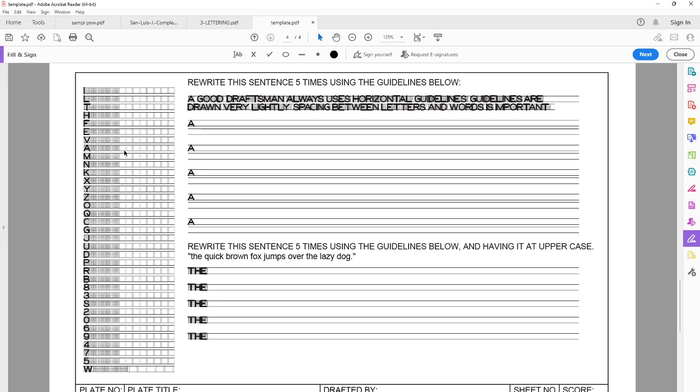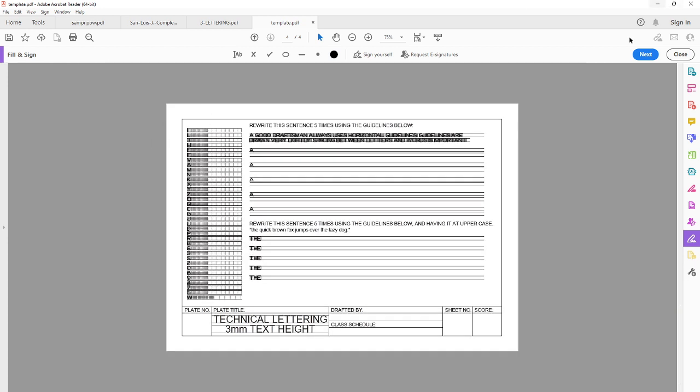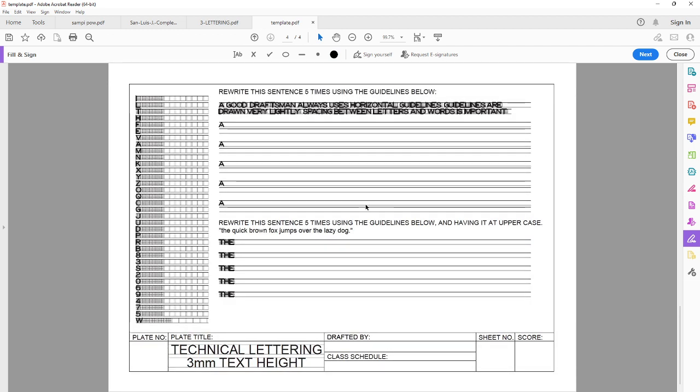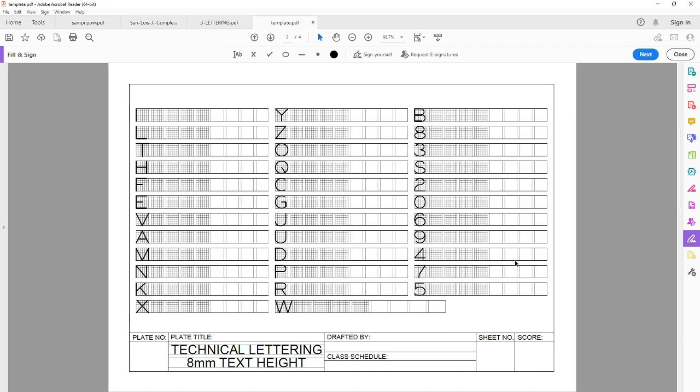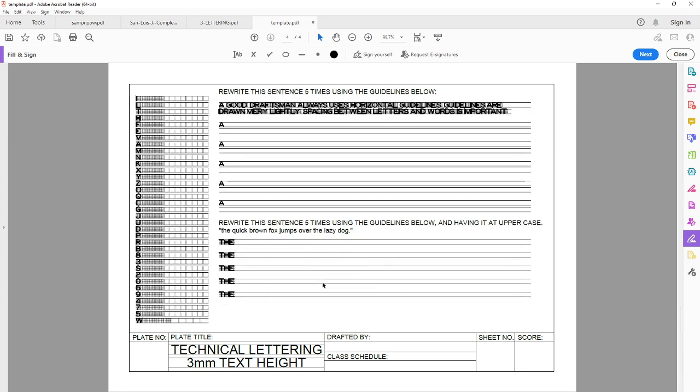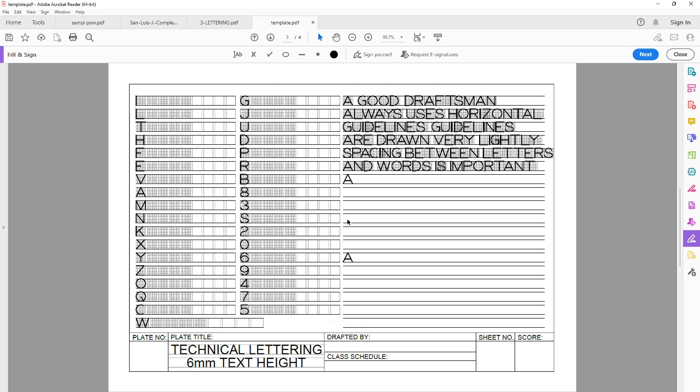0.3. As I've mentioned, it depends on the size of your text, right? Again, we have only two sizes, the 3mm and the 6mm. For this, we also have the 8mm size. For the bigger sizes, 8mm and 6mm, you'd be using the MyGel, the thicker pen. For the 3mm text height, you'd be using your GTEx or 0.3mm.